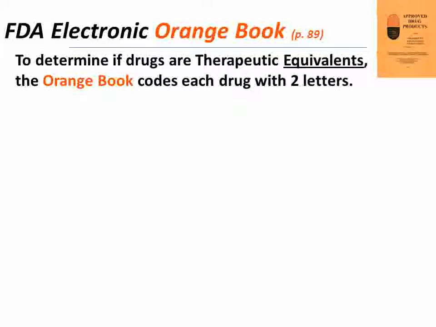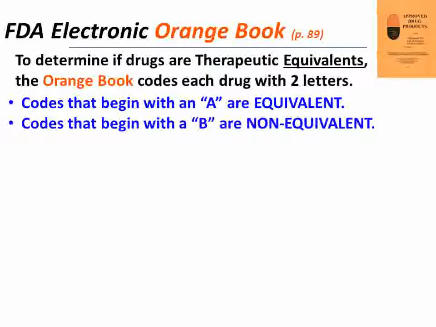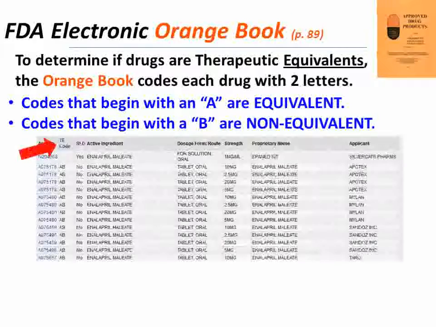Each drug listed in the Orange Book has a code next to its name that consists of two letters. If the code begins with the letter A, it means the drug is therapeutically equivalent. If the code begins with the letter B, it means the drug is not equivalent.